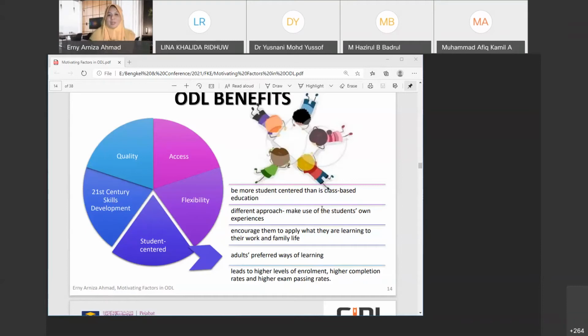And then you see the term there, adults' preferred ways of learning. You are no longer a teenager.